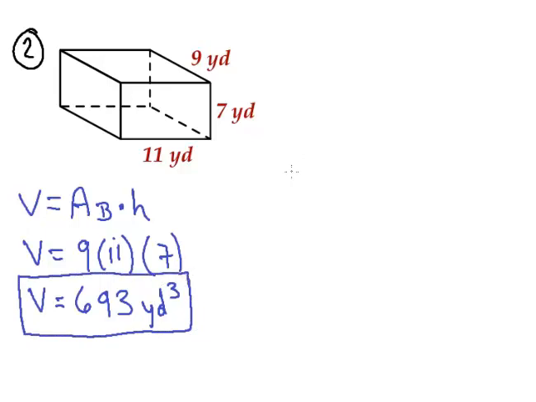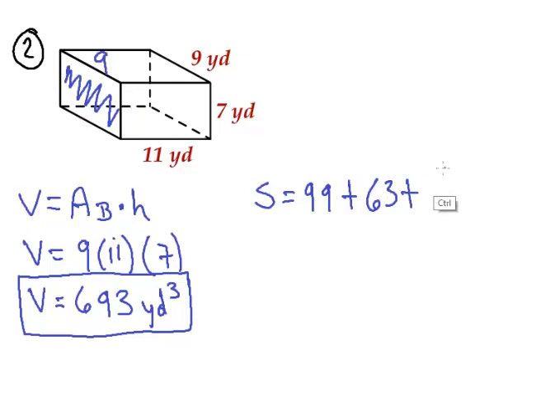Now we are going to find the surface. Okay. Let's find the bottom first. The bottom is 9 times 11, right? So 9 times 11 is 99. Plus, let's find the left side. It's 9 times 7, well, the right side in that case. 9 times 7 will be 63. Plus, now let's find this other side. It's also 9 and it's also 7. 9 times 7 is another 63.